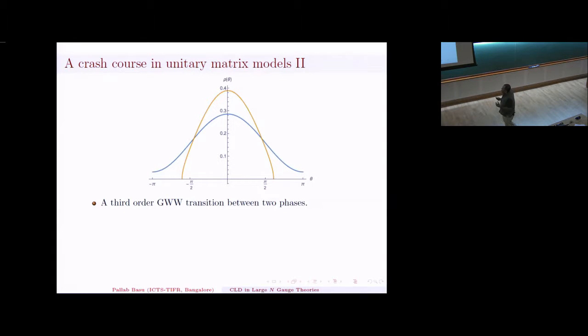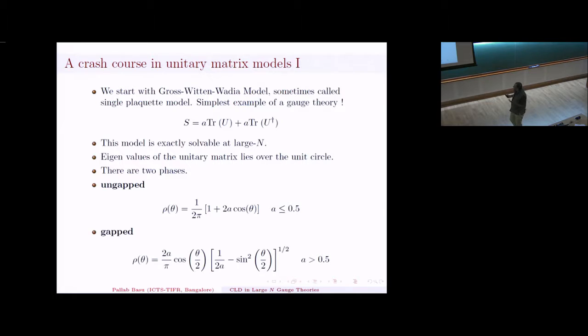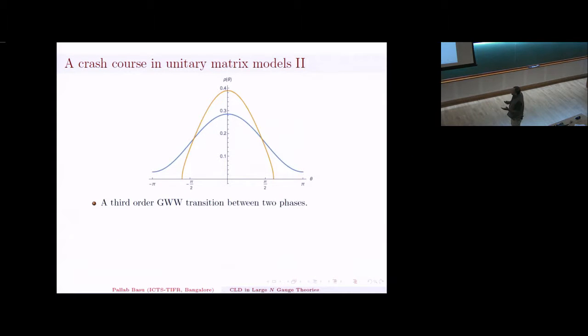Once you change this only parameter A in the theory, you go from the ungapped phase to the gapped phase. And in the middle, there is a third order phase transition, and one can do various things there, like one can zoom in on the phase transition and get a Painlevé-type integral, etc. We are not going to do that, but just to mention, one can actually calculate rigorously the 1/N corrections to this and show that there is some kind of double scaling limit near this transition.